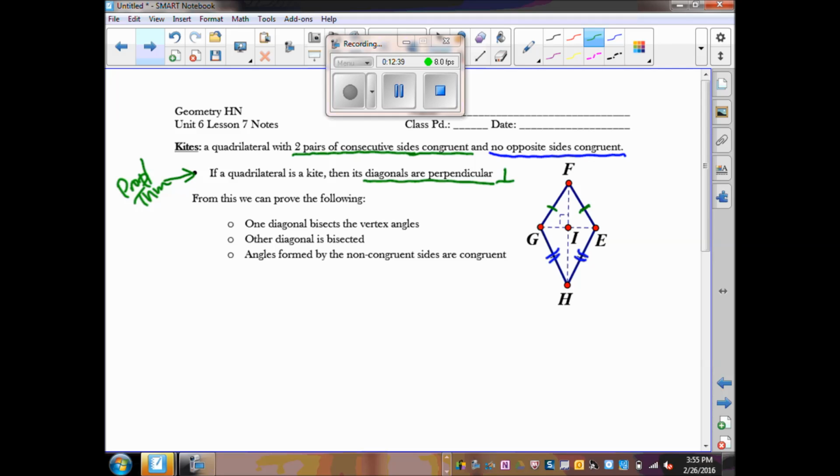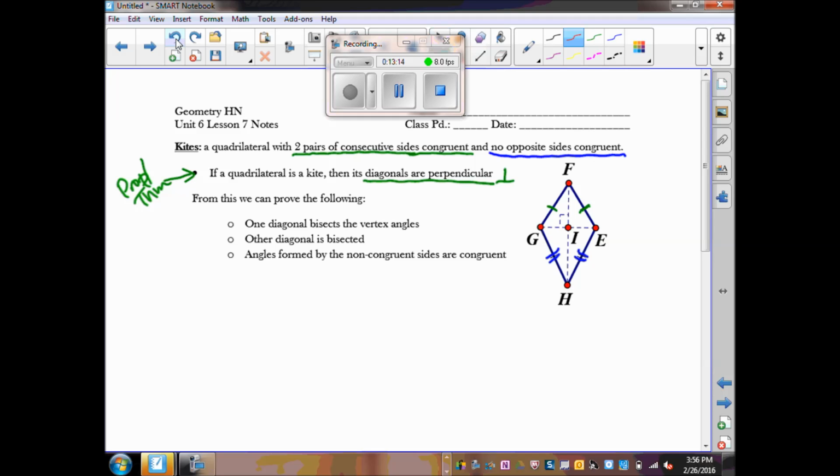We talked about in class, what I mean by vertex angles is, as you can see, these are 2 isosceles triangles, and because we have sides congruent here, the vertex angle in an isosceles triangle is the angle formed by those congruent sides. So that's why I referred to it as the vertex angles. But do know that's not the technical term for it. So one diagonal bisects the vertex angles.